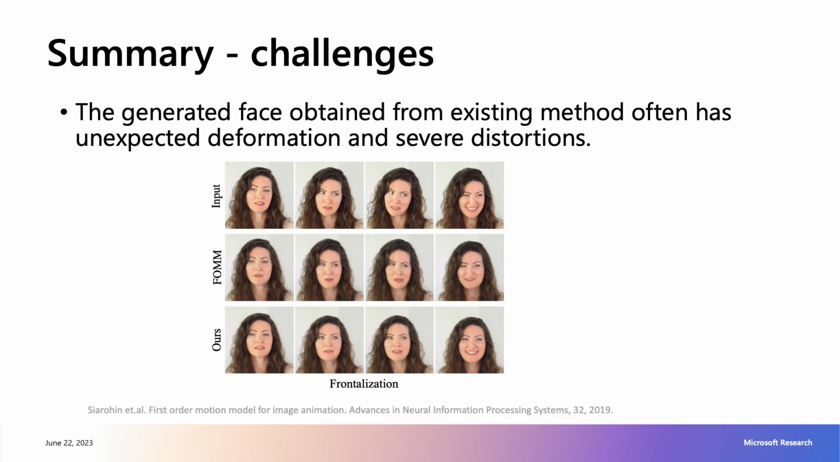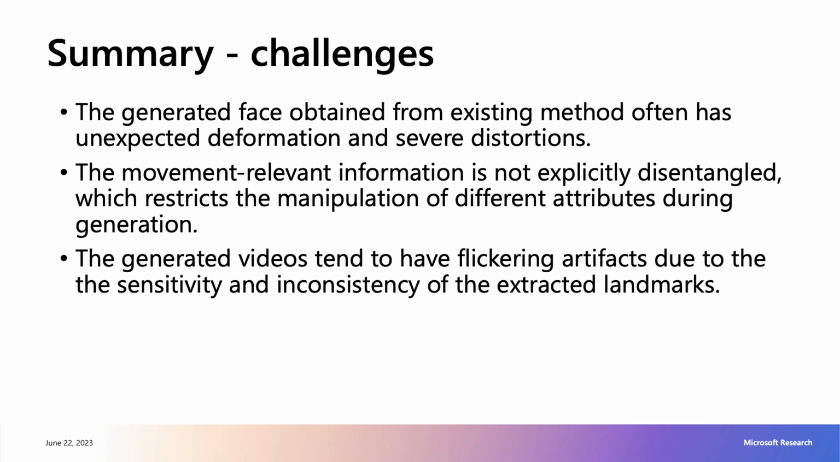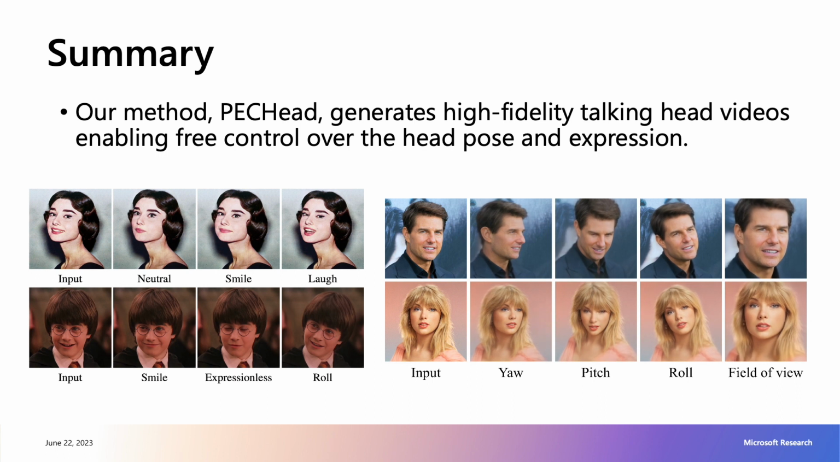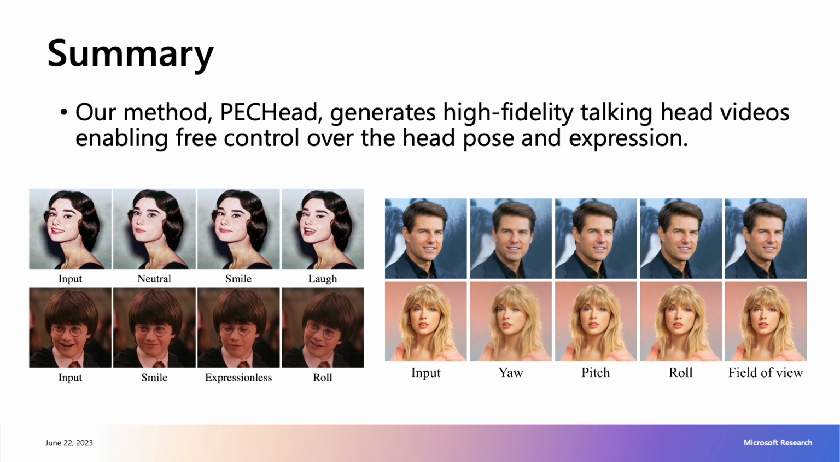First, the generated face often has unexpected deformation and severe distortions. Second, the driving image does not explicitly disentangle movement-relevant information, such as poses and expressions, which restricts the manipulation of different attributes during generation. Third, the generated videos tend to have flickering artifacts due to the inconsistency of the extracted landmarks between adjacent frames. In this paper, we propose a novel model that produces high-fidelity talking head videos with free control over head pose and expression, achieving state-of-the-art results.